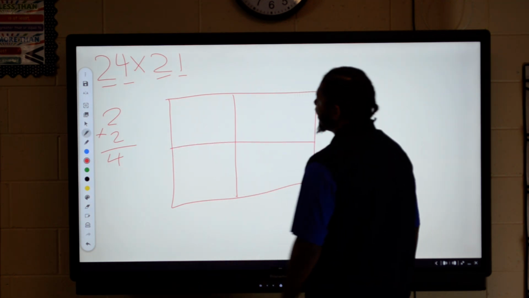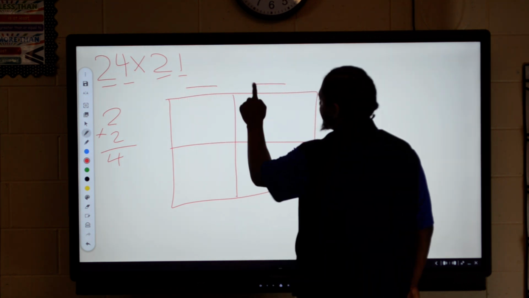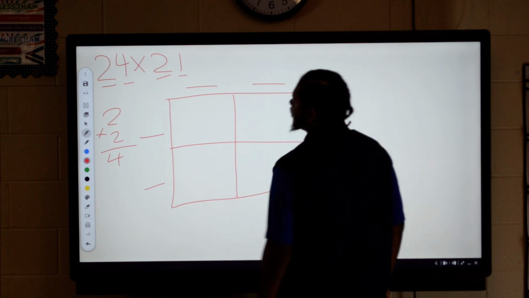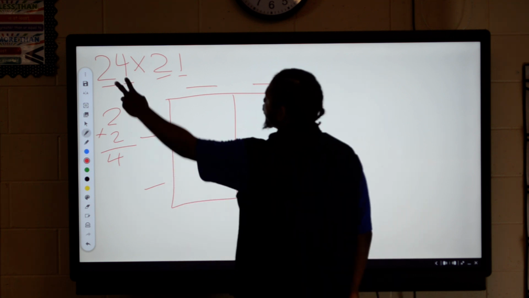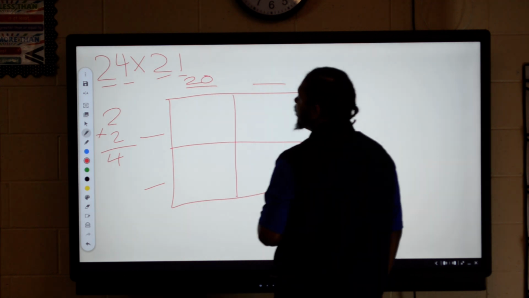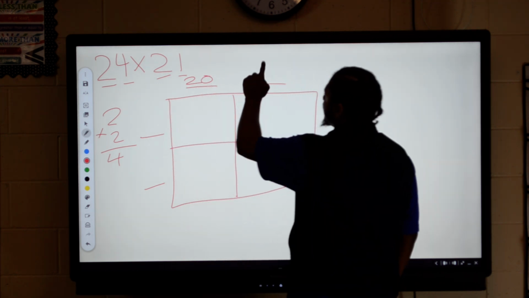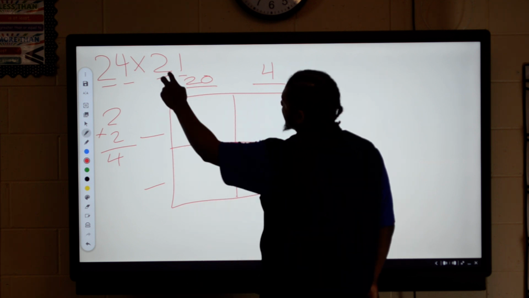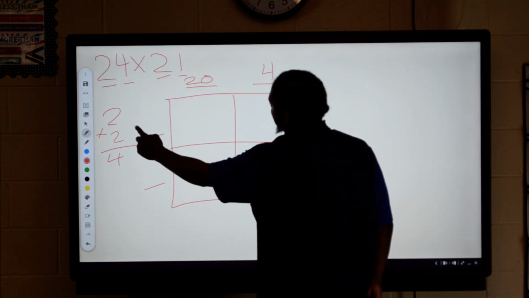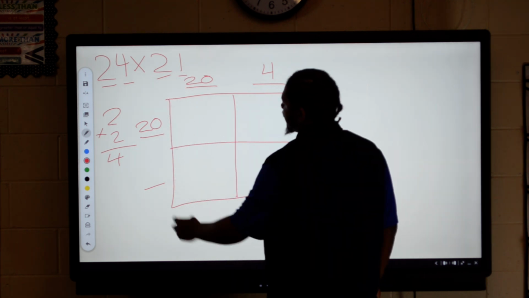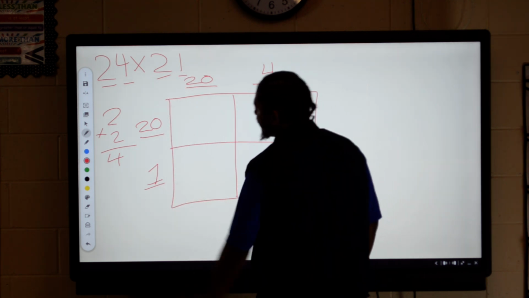Okay, so let's label our area model. We have a tens place and a ones place on both numbers. So how many tens do we have in 24? We have 2 tens, and that adds up to 20. How many ones do we have? Well, we have 4 ones. Alright, now let's move over to 21. How many tens are in 21? We have 2, and that is 20. 10 times 2 is 20. Now we have 1 in the ones place, so we can go ahead and put our 1 here.